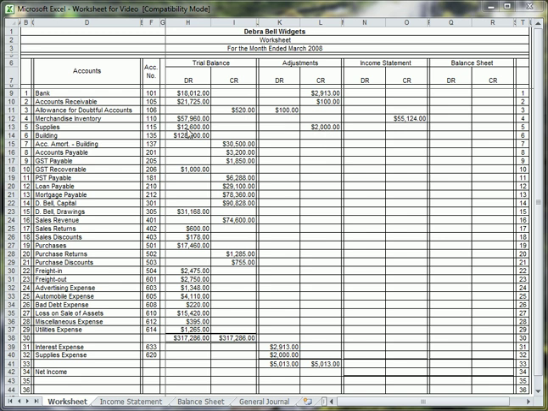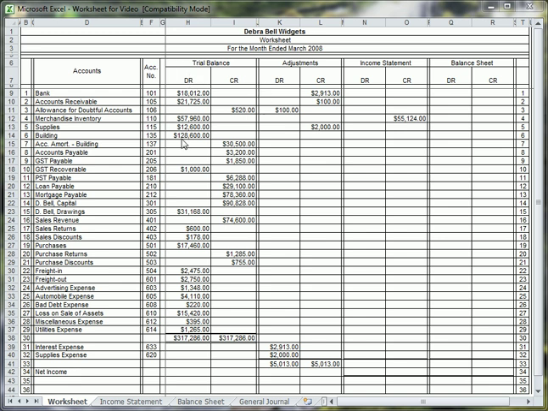The last thing is supplies started at $12,600, and there's a $2,000 credit here. So $2,000 of supplies have been used, so that's why $2,000 is credited out of supplies, and there's a $2,000 debit to supplies expense. Now, when you're completing a worksheet, you have to total all the columns.